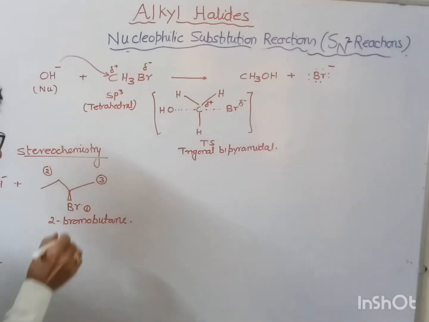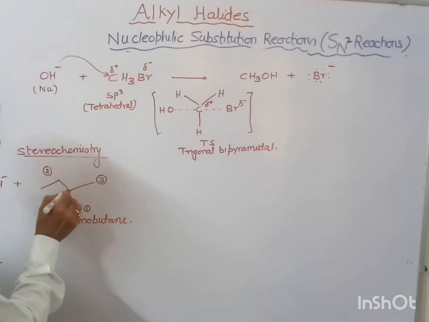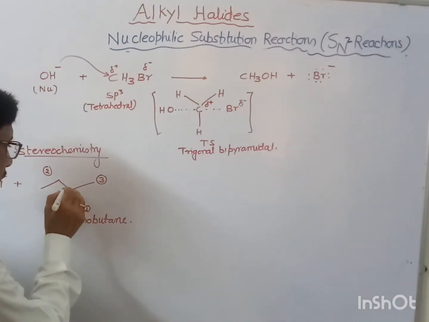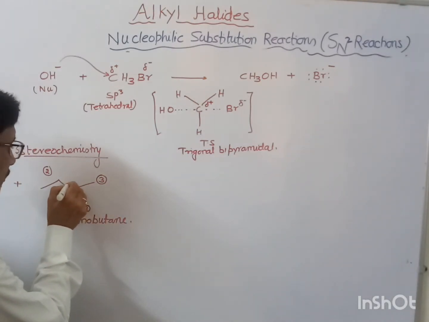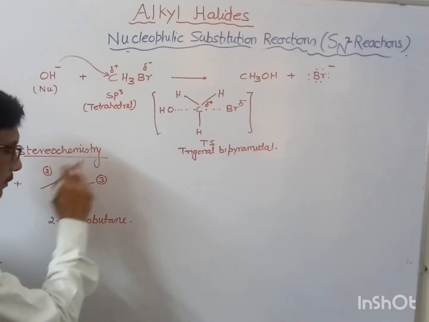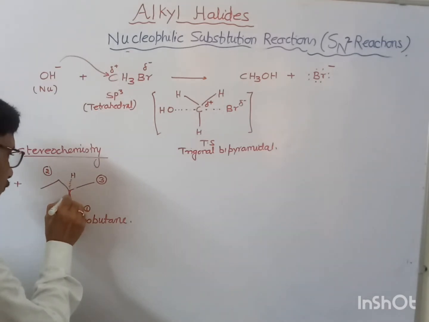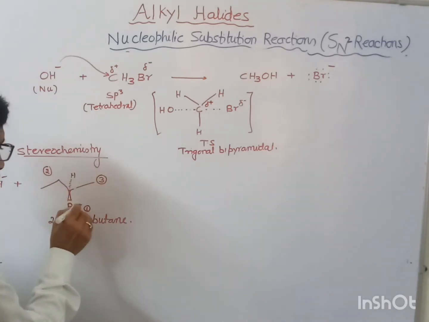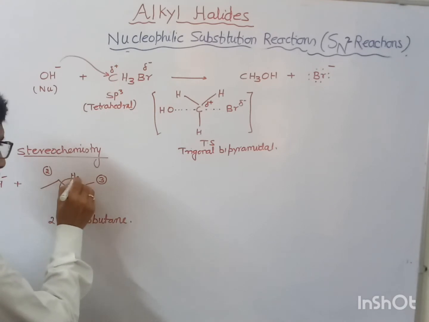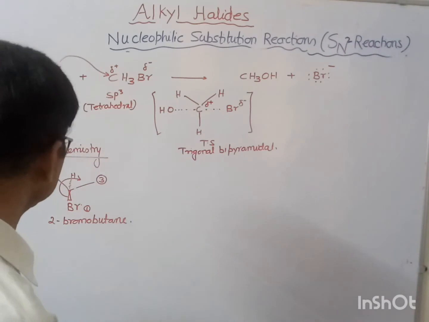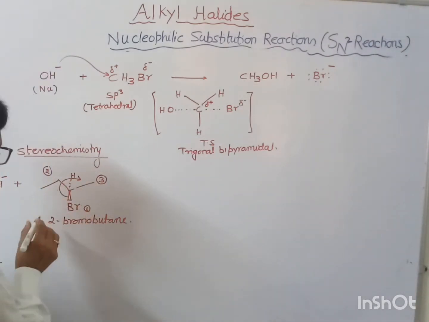Whereas the hydrogen which is present over this carbon, this is the chiral carbon center, is away from the observer. So, for understanding, we can say the hydrogen is away from us. If we see from first, second, third, we see that it is going in the clockwise direction. That's why it has the R configuration.